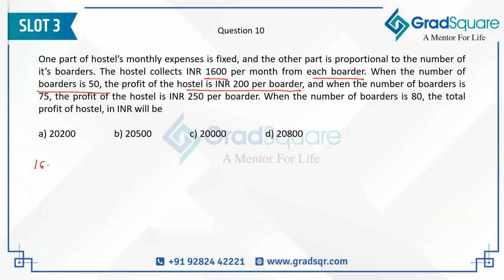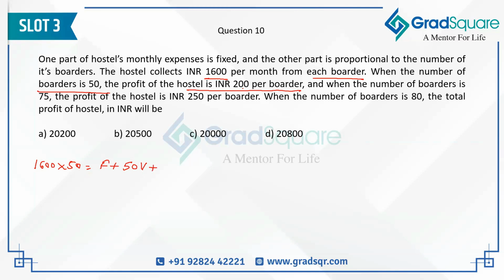It is 1600 per boarder multiplied by the number of boarders, which is 50 in this particular case. This should be equal to the cost, which is going to be a fixed cost plus a variable cost, which varies with the number of individuals. So 50 boarders over here. I'm taking the variable cost per boarder as V. So F plus 50V will be the total cost, plus the profit.